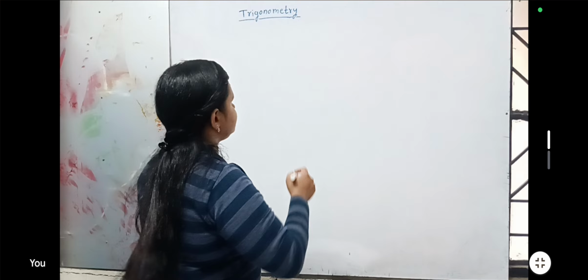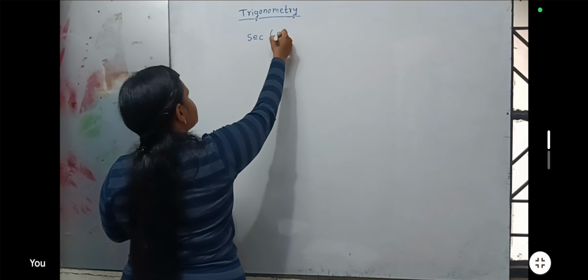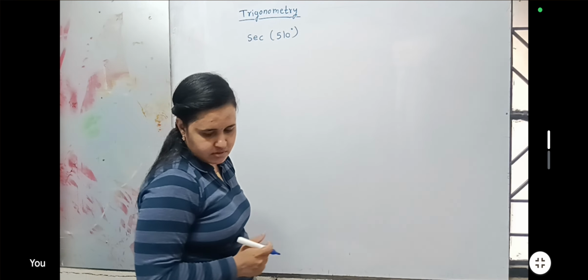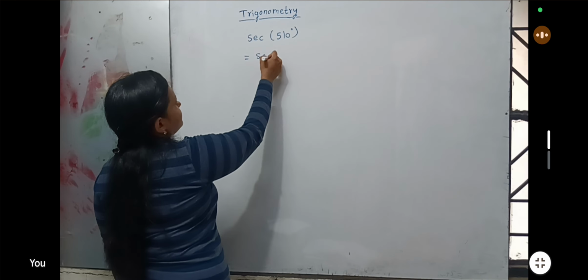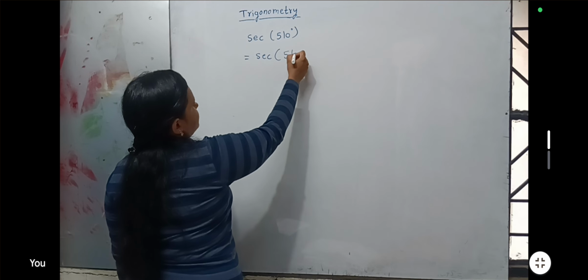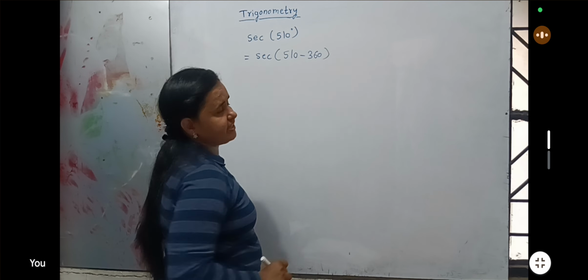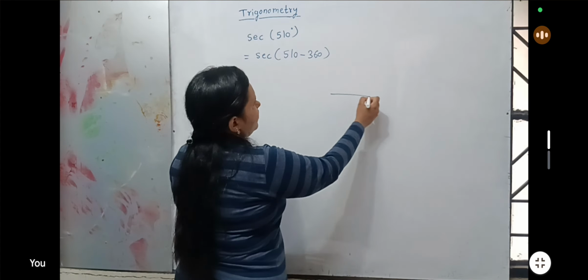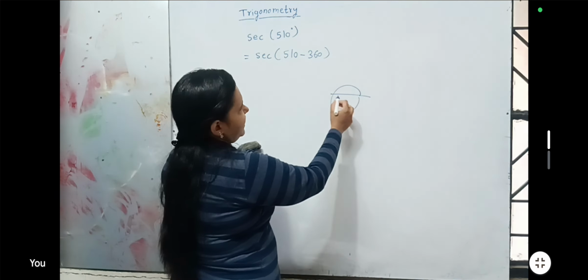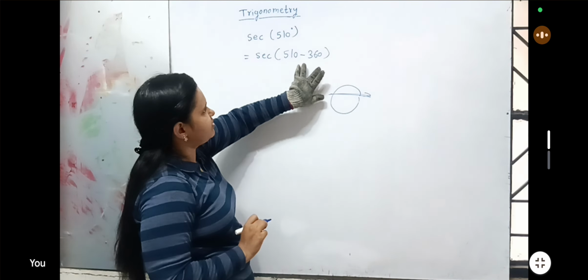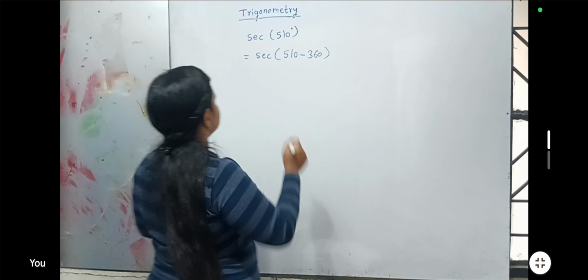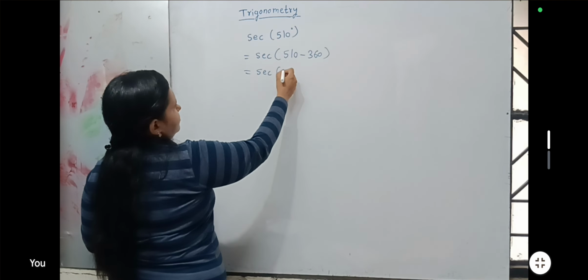Now our next question is sec 510 degrees. Now we will subtract 360 from 510. Why? Because if we make one rotation, one revolution, the angle will be at the same position. That's why if we subtract 360 degrees, it will make no change in this. Okay? So it will be sec of 150 degrees.